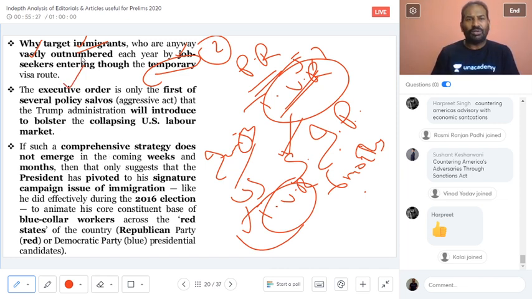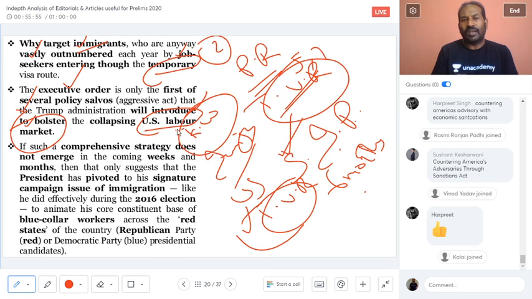The executive order is among the first of several policies, always in the sense of an aggressive step or aggressive act, which we are all aware of, that US President Donald Trump takes. Now, will the Trump administration introduce it to bolster the collapsing US labor market? This is the keyword that Sushant was talking about: US labor market.